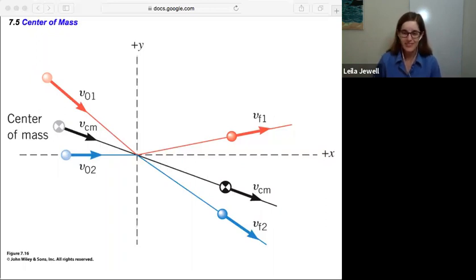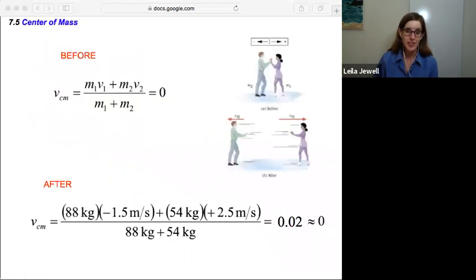Whoa. We could even go to the ice skater example, right? The ice skater example, beforehand, the center of mass velocity was 0 because the initial momentum of the system was 0. They're just standing there. They're doing a nice job standing there, but they aren't going anywhere. What about after? Center of mass velocity after, we could calculate the total momentum after, right? The mass of the man times the man's velocity plus the mass of the woman times the woman's velocity divided by the total mass. And we get something that's nearly 0, 0.02 meters per second.